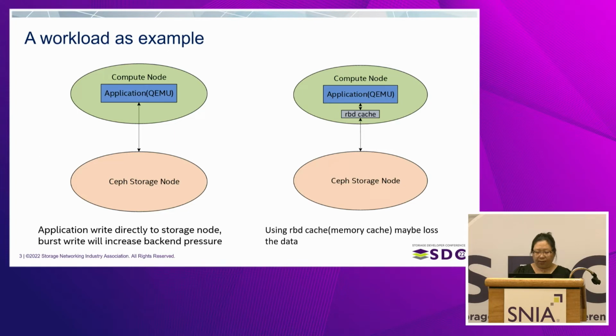In the normal I/O path, the application writes directly to the storage node. A burst of writes will increase the backend pressure and cause bad latency for I/O requests. So there is an improvement: the Ceph community added the RBD cache on the client side. The data is written to the RBD cache first, then written back to the Ceph cluster. But this RBD cache is a memory cache, so there is a risk of data loss.